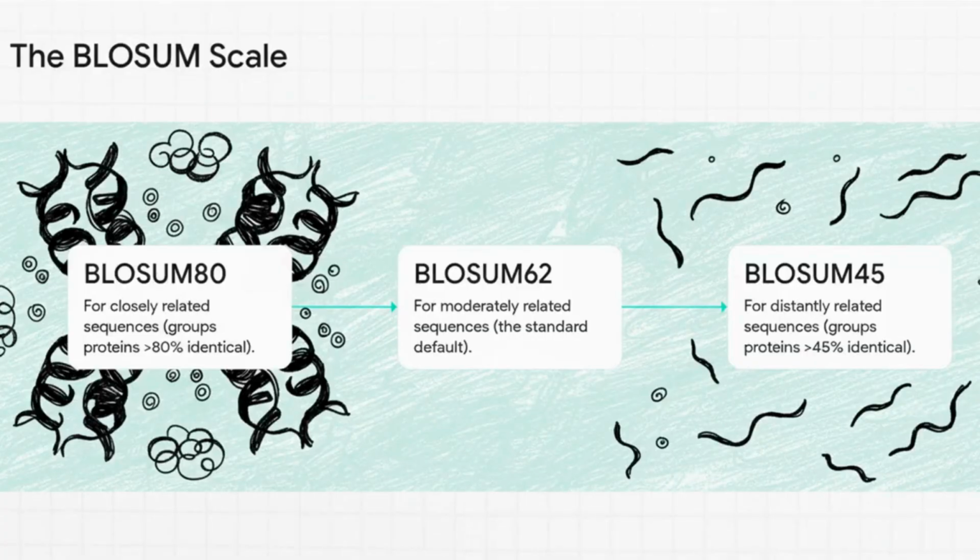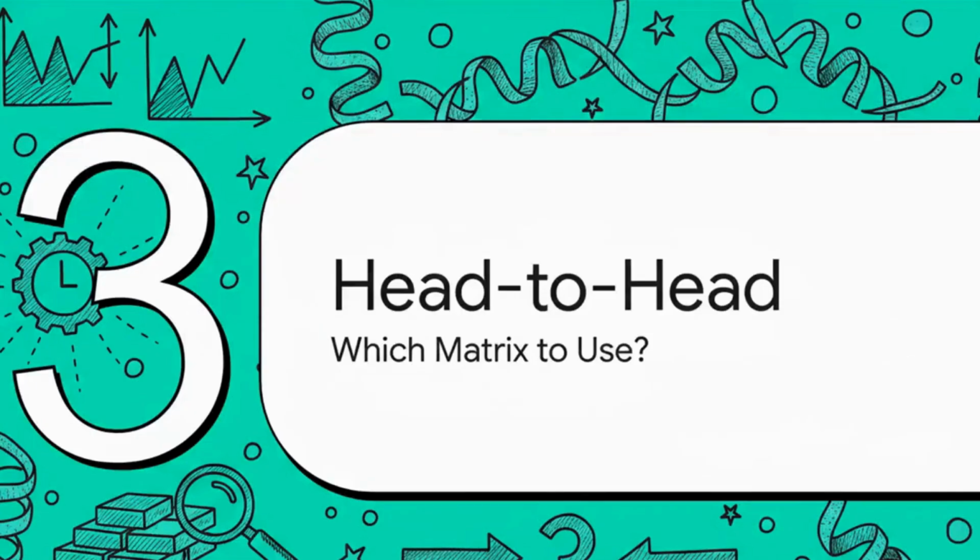Here's the key to understanding this. The number in a BLOSUM matrix, like BLOSUM 80, actually refers to the maximum identity percentage of the sequences used to create it. So, to make BLOSUM 80, any sequences that were more than 80% identical were all lumped together as one. This means the matrix is best at finding similarities between closely related sequences. So, for very similar proteins, use a high number like BLOSUM 80, and for distant ones, use a low number like BLOSUM 45.